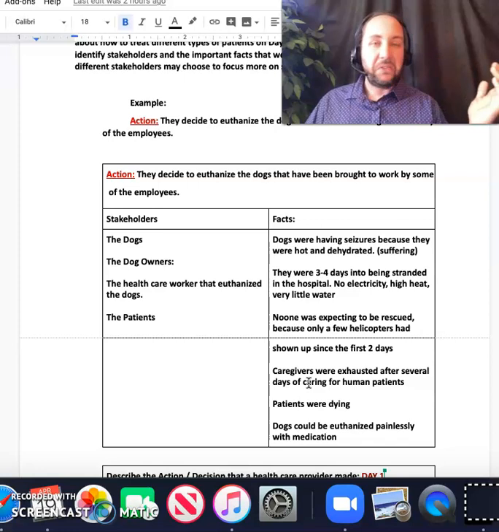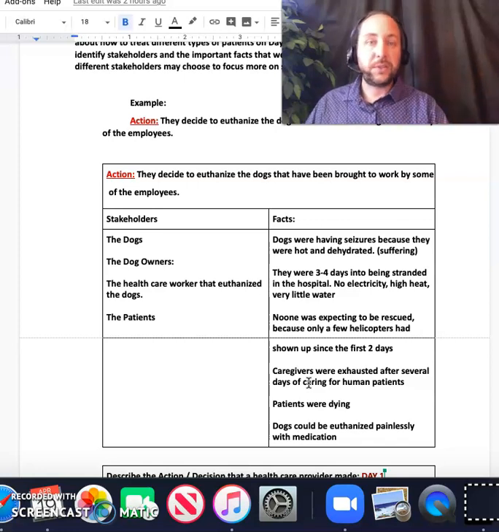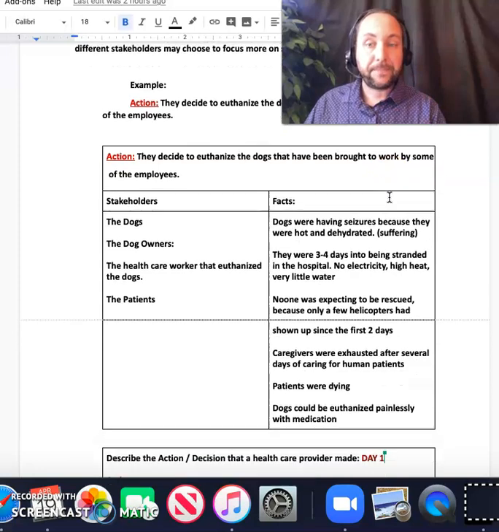I mean, they talk about the smell must have been terrible because the toilets weren't working, right? So all the human waste was building up. The patients were dying, and the dogs could be euthanized painlessly. So that was the decision they made. These are the stakeholders. These were the facts that they were using, right?